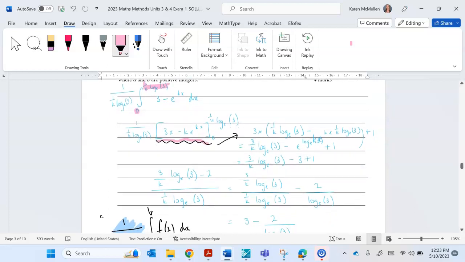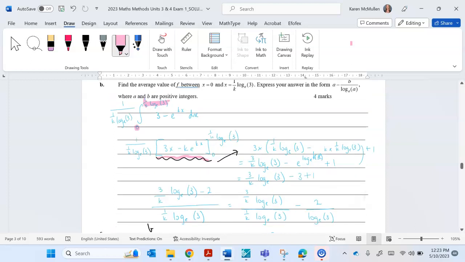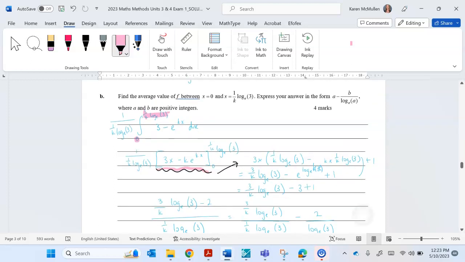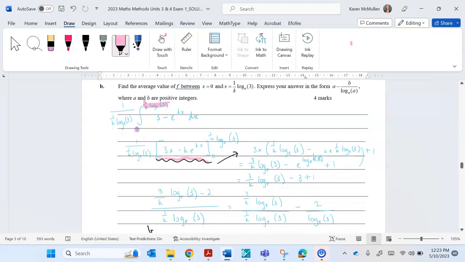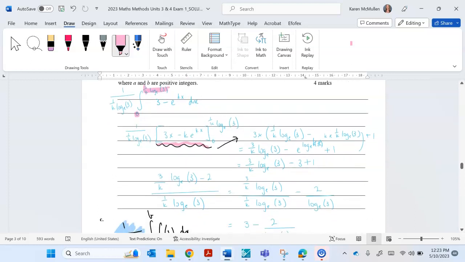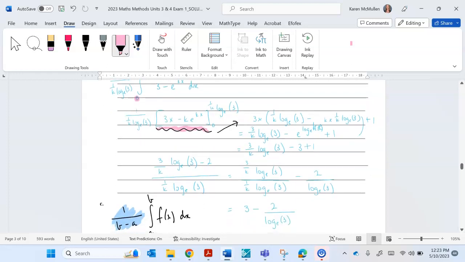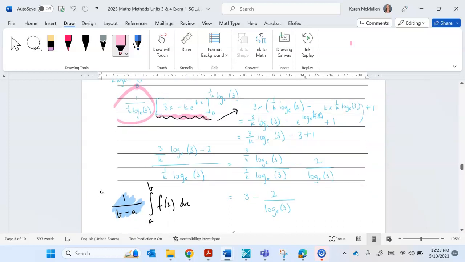Was that a hard one to do? Oh no, I found the antiderivative, sorry. Just substituting it in. I did the definite integral on the side, and then I multiplied by the 1 over k log base e of 3, just because it was going to be too messy otherwise.